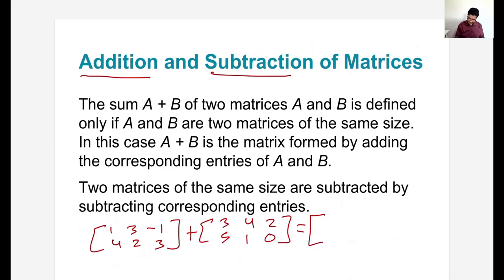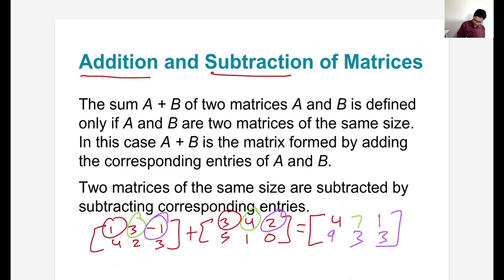Did you do this? 3 plus 1, 4. Here and here. Then you took this 3 and this 4 and you added them. That became 7 here. Then you took this minus 1 and this 2 and added them. That became 1 here. Similarly, 4 plus 5, 9. 2 plus 1, 3. 3 plus 0, 3. That is matrix addition. And the key phrase here is corresponding entries.